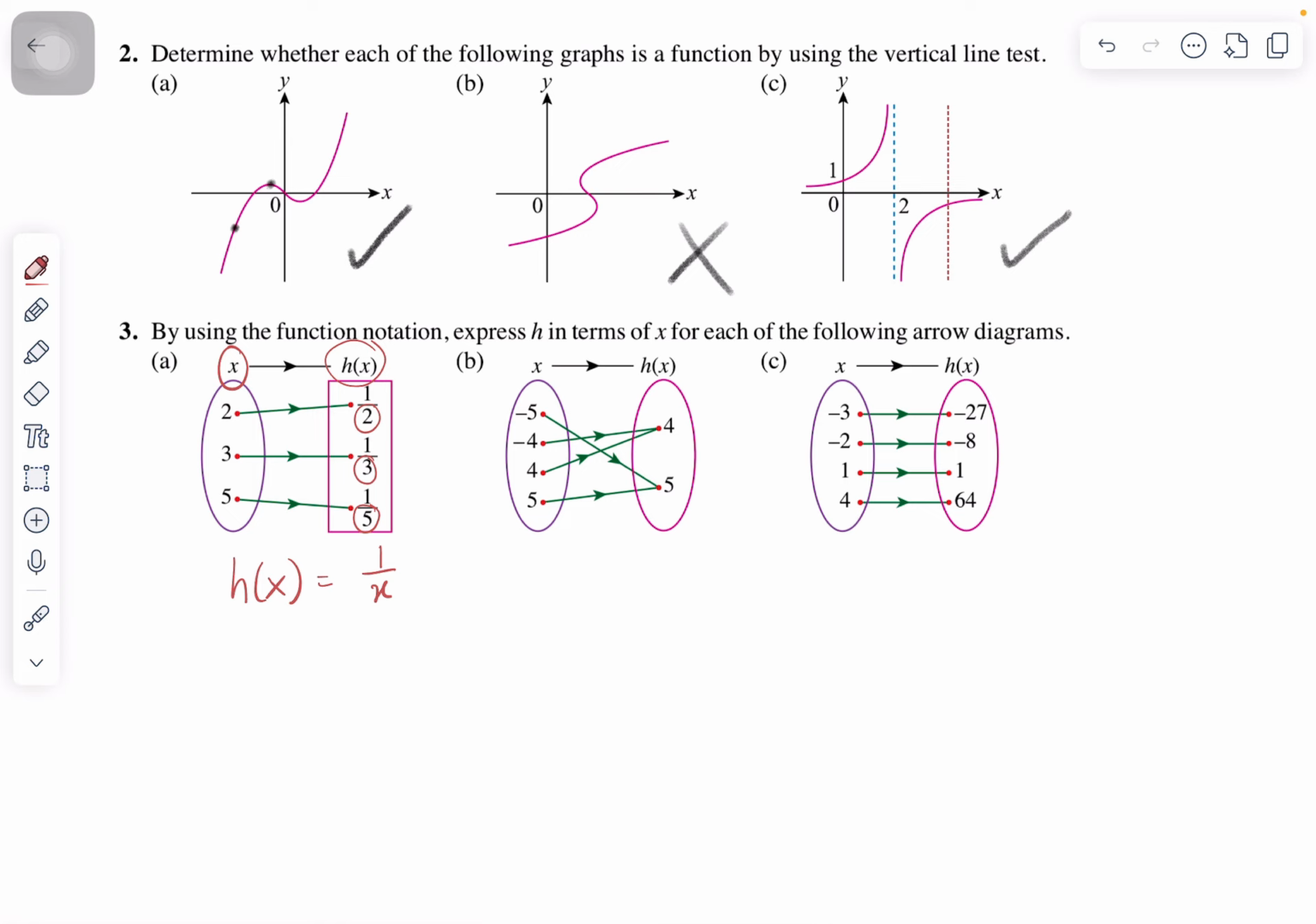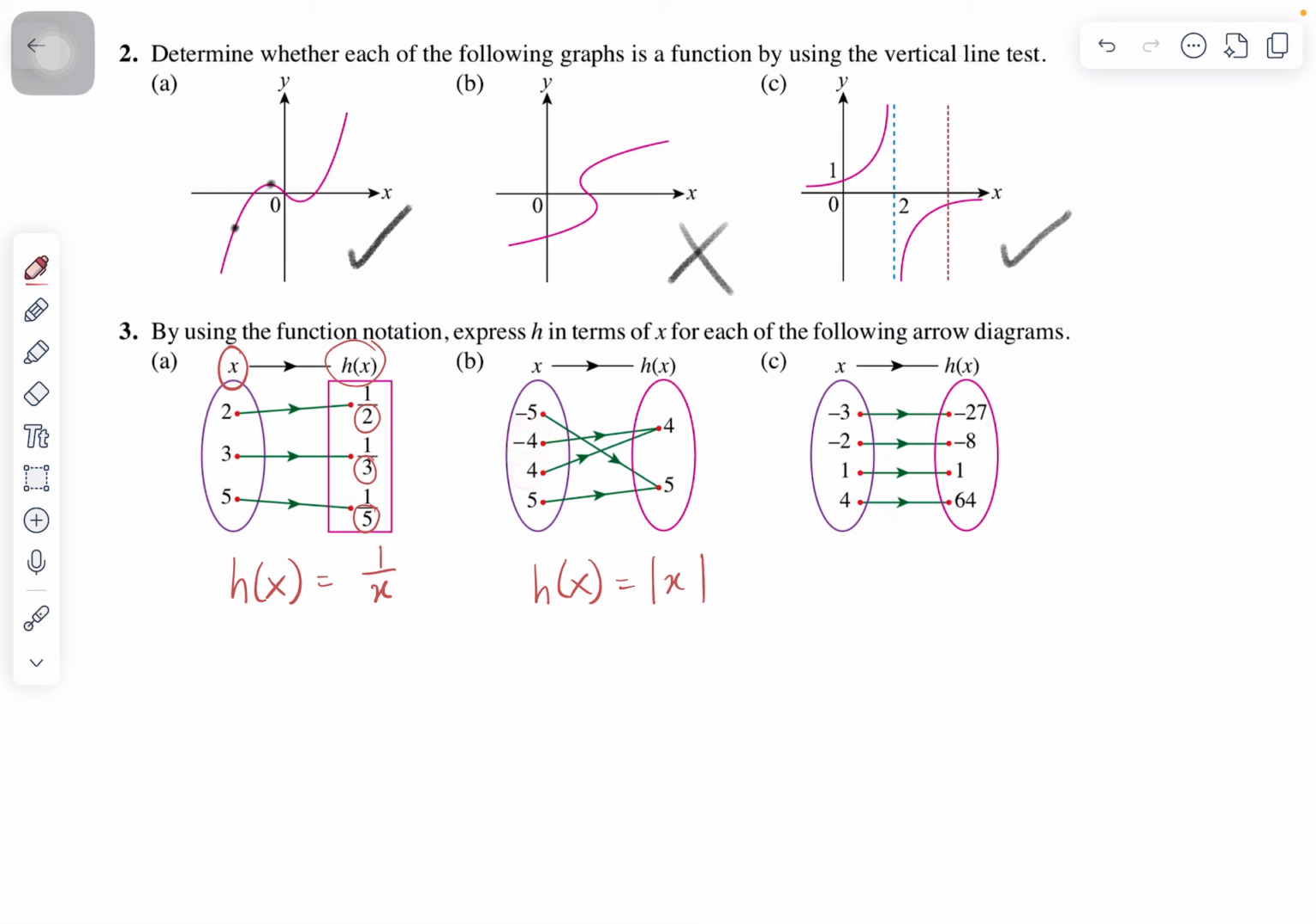Question B. Negative 5 becomes 5. 5 also becomes 5. Negative 4 and 4 will become 4. So this is a modulus function. So h(x) is the modulus of x. Because modulus means negative and positive will turn into positive. So if you have negative 5 and 5, both will become positive 5. Negative 4 and 4 will become positive 4.